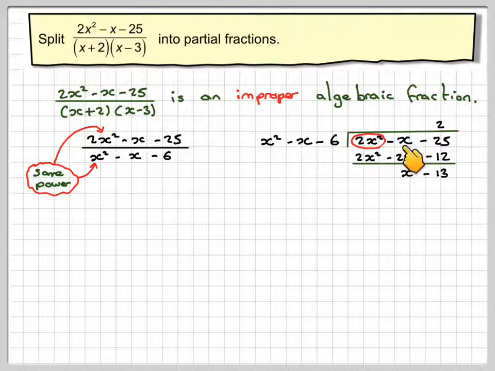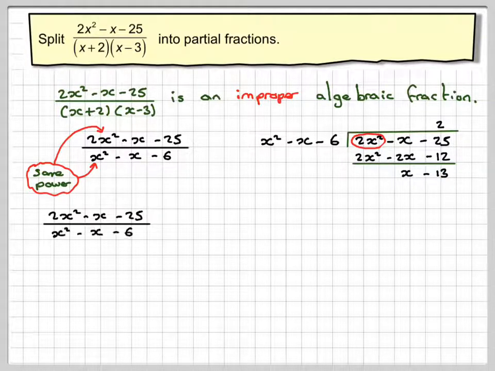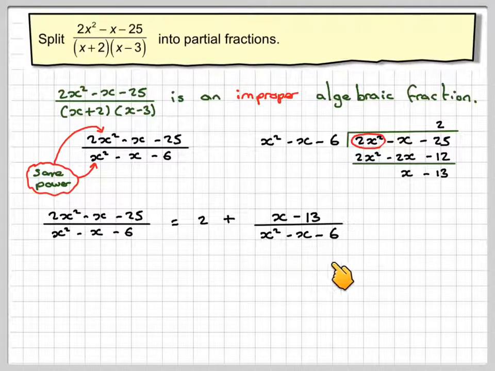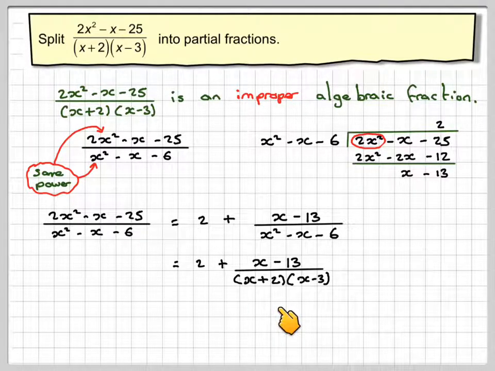Do a subtraction. Minus x minus 2x gives me x. Minus 25 minus 12 gives me minus 13. So we now have that our partial fraction becomes 2 plus the remainder over the divisor, which is x squared minus x minus 6. And we write that as 2 plus (x minus 13) over (x plus 2)(x minus 3).